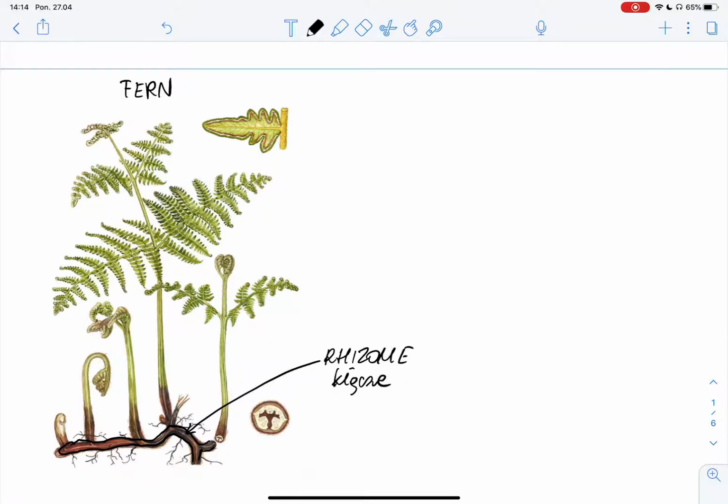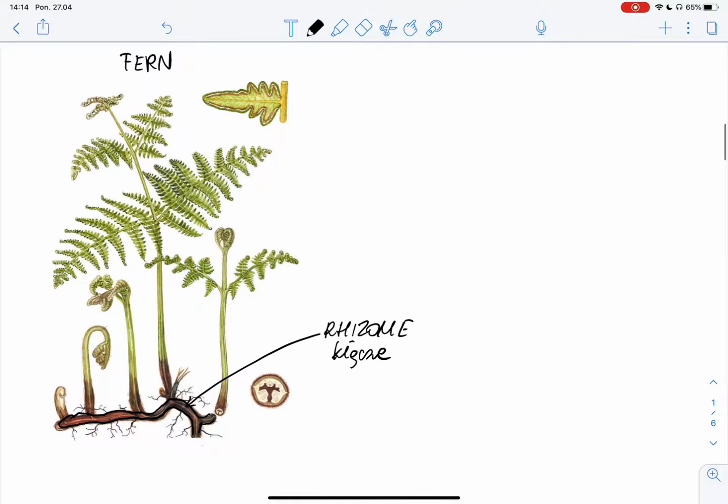But also, this rhizome, just like in other plants, like in ginger or any other plants that create rhizomes, we have thin and numerous roots. And roots serve the same purpose as in most of the plants, where basically they are here to support the plant, to keep it in soil, and to take water with mineral salts from the soil.